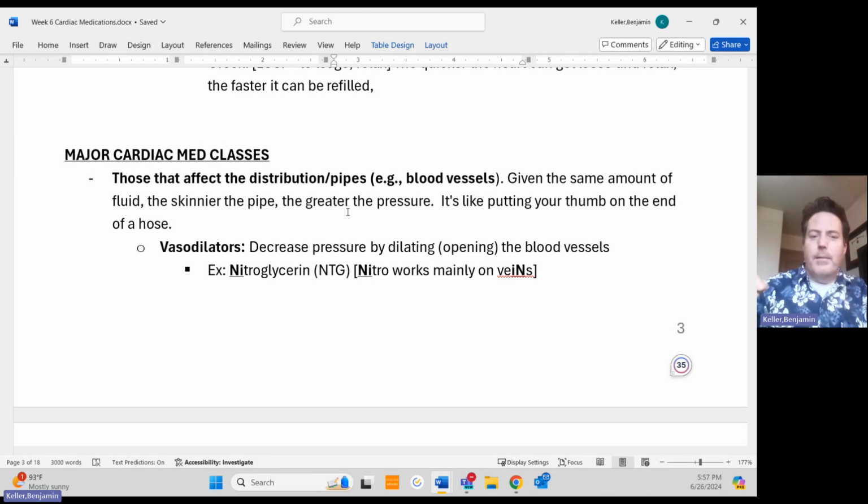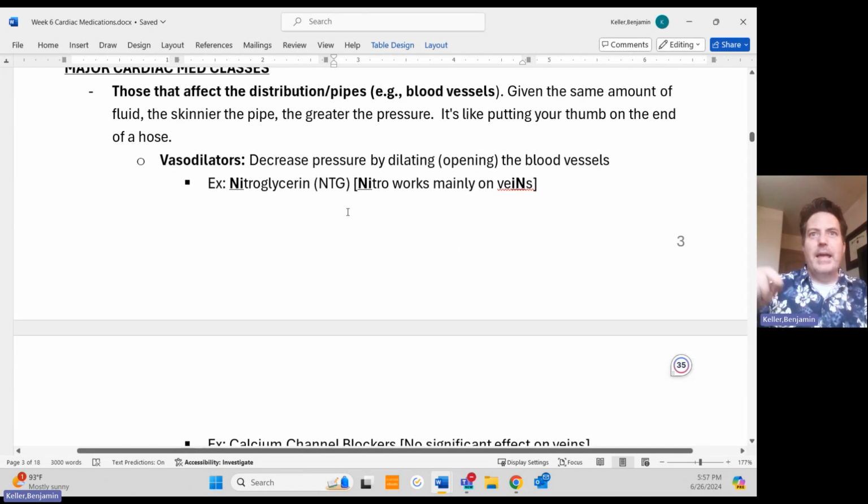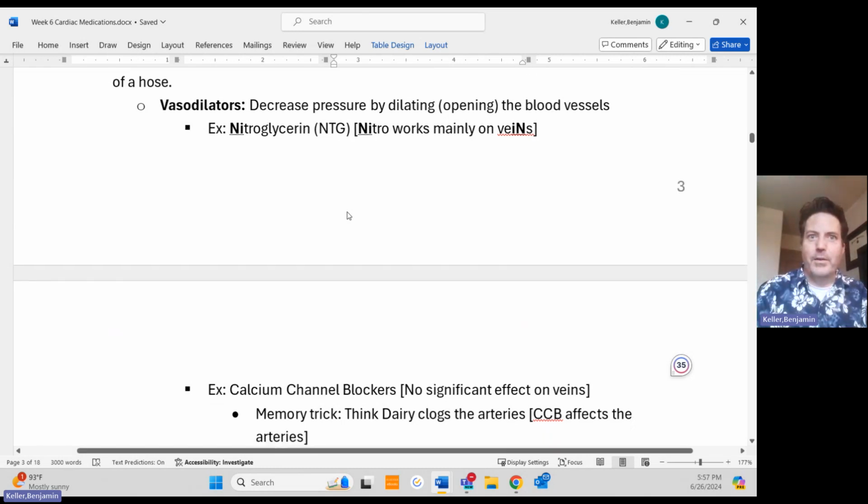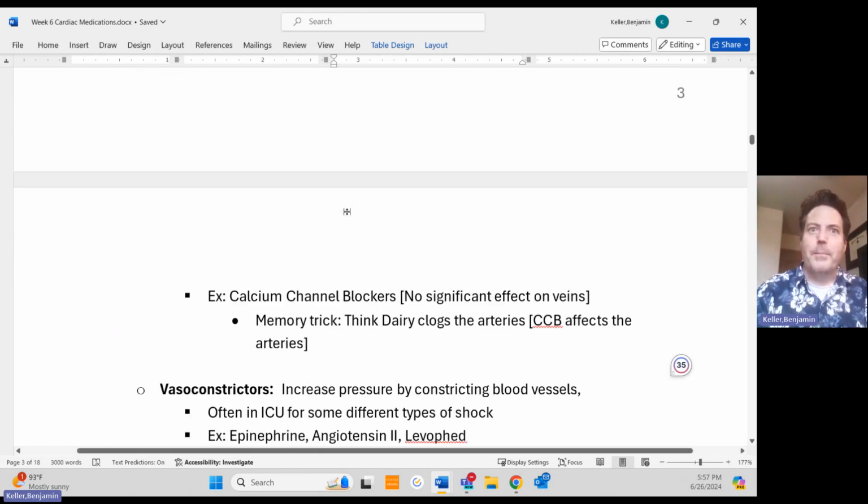Most of them will have nitro or nitrate in the word. And think of that nitro works mainly on the veins. The way I remember that is Ni for nitro works mainly on the veins, IN, in veins. So it's kind of like a palindrome, if you will, with the NIs. If you take a look at your notes, you'll see what I'm talking about.